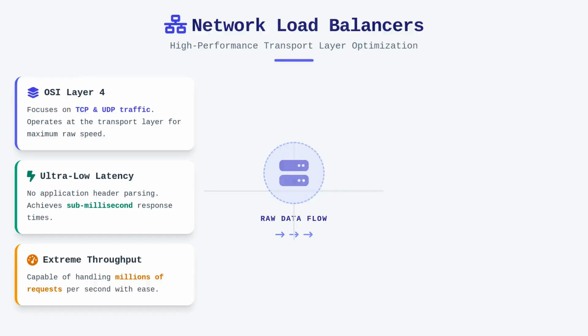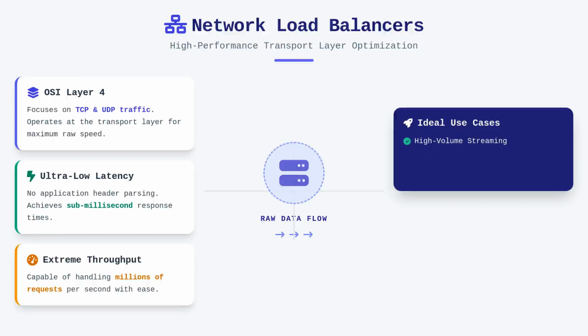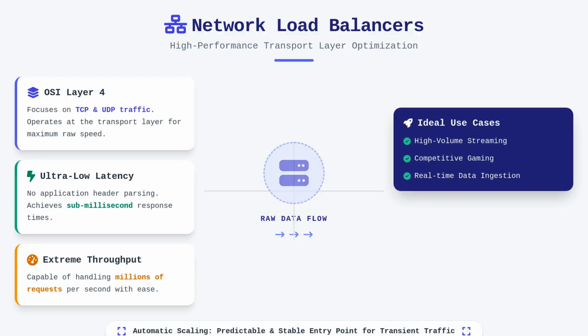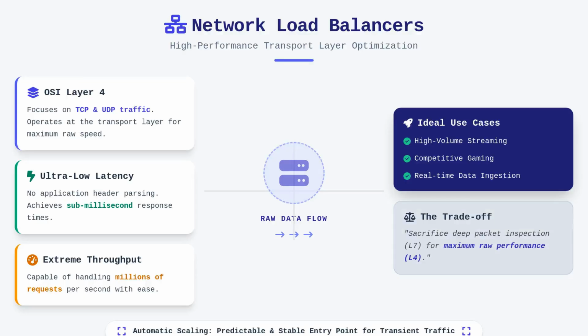This makes them the ideal choice for high-volume streaming, gaming, or real-time data ingestion scenarios where sub-millisecond latency is the governing constraint. They scale automatically to meet demand, providing a predictable and stable entry point for your network traffic regardless of whether that traffic is transient or constant. Choosing between a Layer 7 and a Layer 4 load balancer is a classic architectural trade-off that should always be informed by your specific latency and inspection requirements.